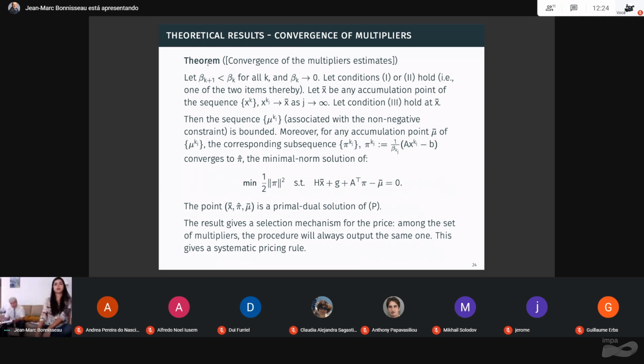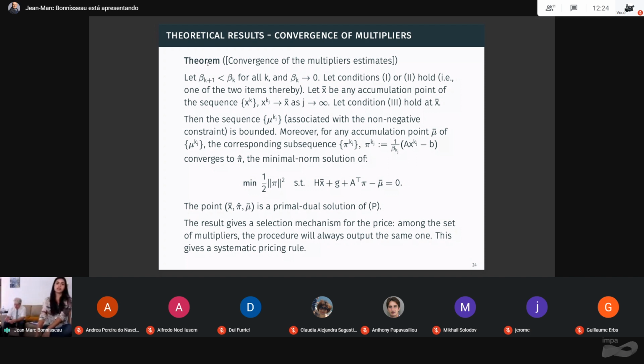So with these conditions, we have that the sequence mu k_j, the Lagrange multiplier associated to the non-negative constraint, is bounded. If you consider the accumulation point of this sequence, mu bar, and the corresponding subsequence pi k_j, we have that pi k_j converges to pi hat, the minimal norm solution of the following optimization problem. This optimization problem corresponds to solving for the minimal norm Lagrange multiplier over the Lagrange multipliers of the original problem. So it's the minimal norm Lagrange multiplier of the problem P. We conclude that the point x bar, pi hat, mu bar is a primal dual solution of P.